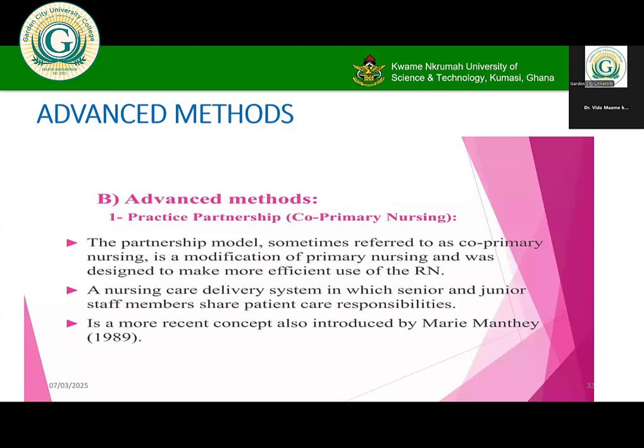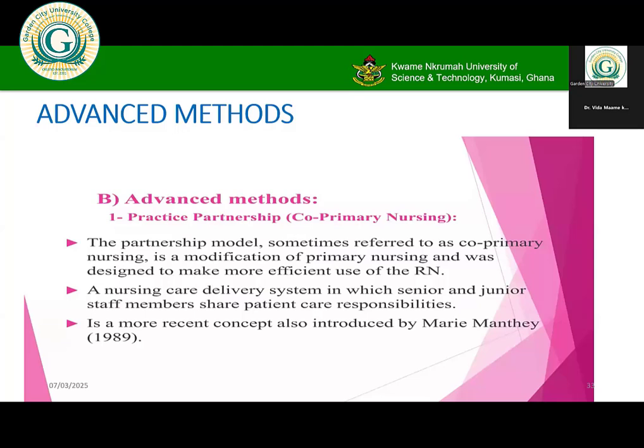And let's go through the more advanced methods. We have gone through the older methods, so let's go through the advanced methods. With the advanced methods, we have the practice partnership model, sometimes referred to as co-primary nursing. So we have just talked about primary nursing.